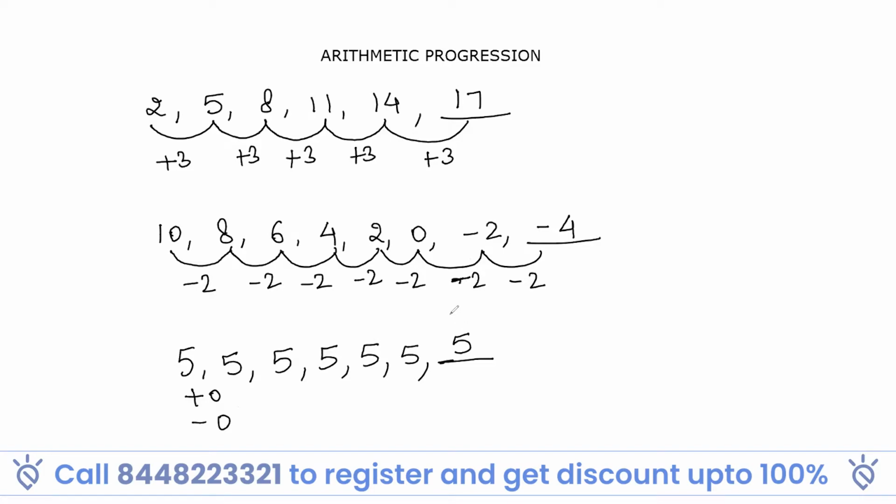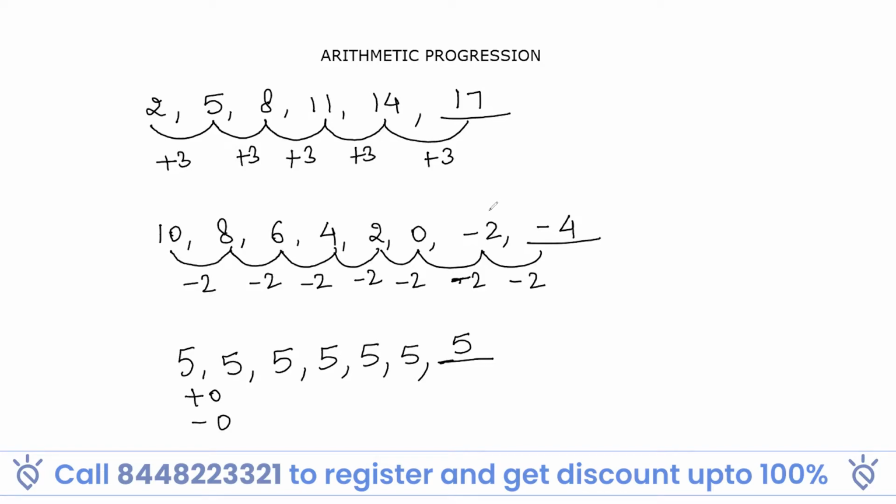Now please observe all these sequences. In all these sequences, there is one common thing, that either we are adding a fixed number every time, or we are subtracting a fixed number every time, or we are just adding 0 every time. So such sequences are called arithmetic progression.